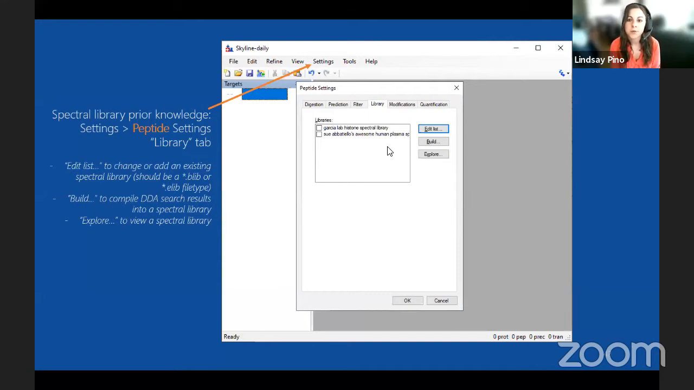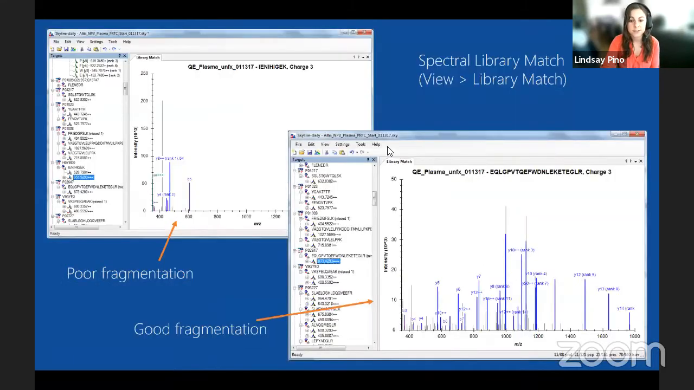You might also use those repositories and use what's called a spectral library based on prior mass spectrometry data. You can narrow down which peptides for a given protein you want to build your assay for. We'll also be doing this in the hands-on section.